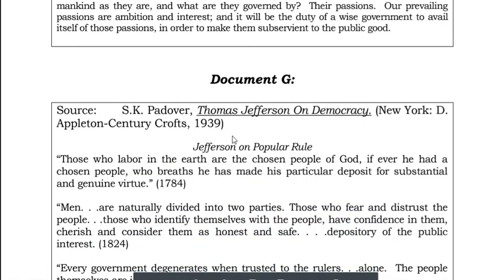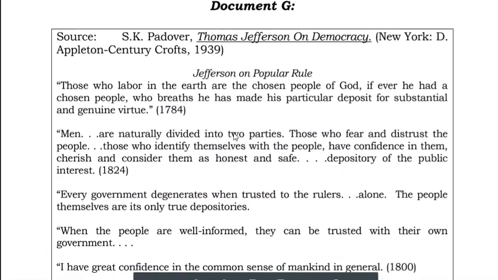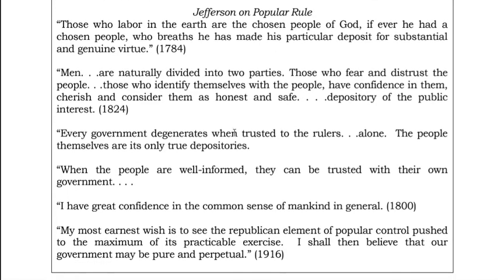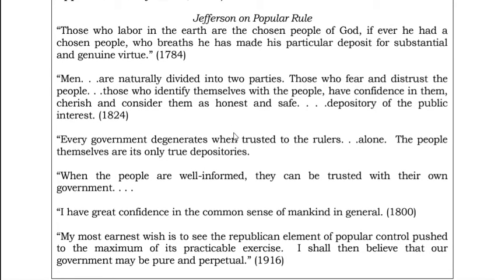Here's our friend Jefferson. Okay, this is reprinted in 39. So this is Jefferson on popular rule. This is Jefferson's idea of giving people the power to rule themselves. Those who labor the earth are the chosen people of God. Okay, the farmers are the people that God wants to rule. If ever there was a chosen people, he has made a particular deposit in substantial and genuine virtue.